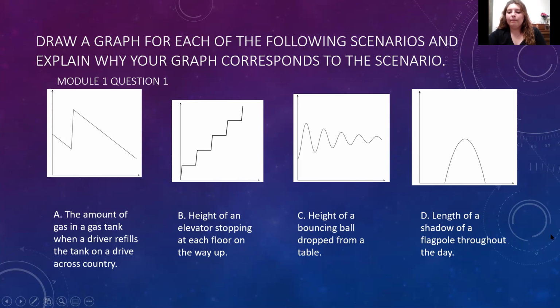And then for D, it says the length of a shadow of a flagpole throughout the day. So if you know anything about the sun rotating in shadows, then you know that it's going to start out, and as the sun comes closer and closer and closer, it's going to get smaller, and then it's going to go back out and do that thing again on the other side. So our parabola is going to be equal with that point in the middle being when the sun is completely there.